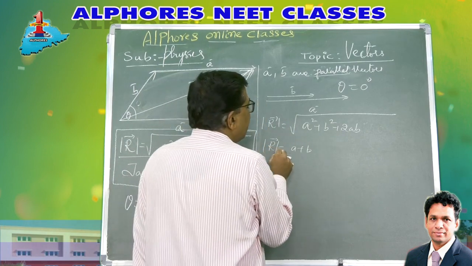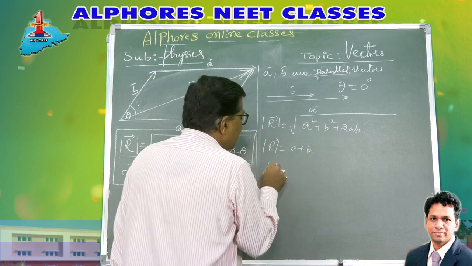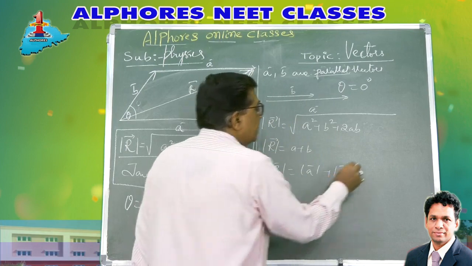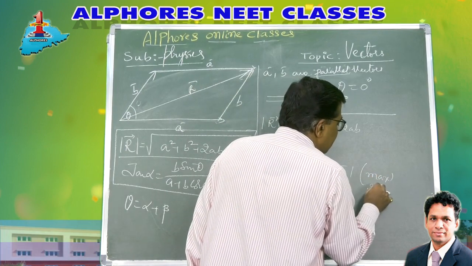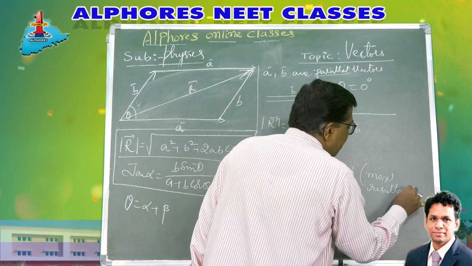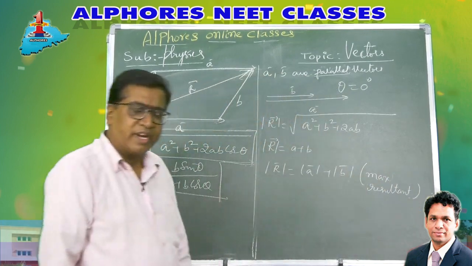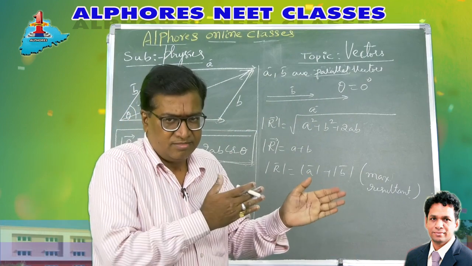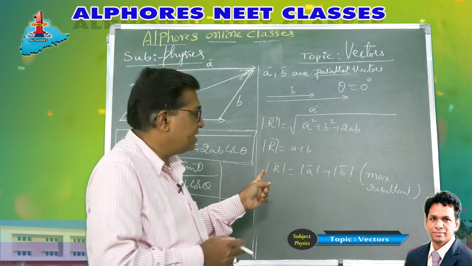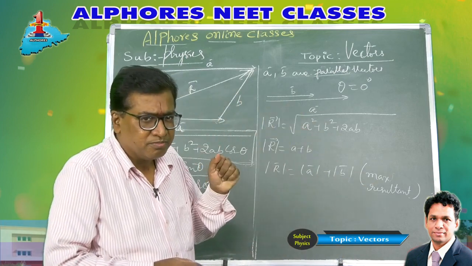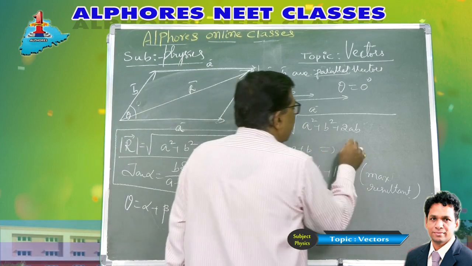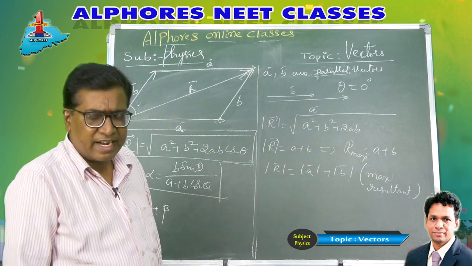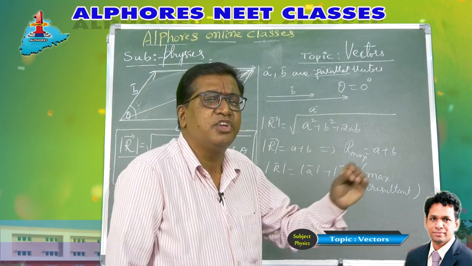So the resultant magnitude is magnitude of A plus magnitude of B. So mod R bar is mod A bar plus mod B bar. This is said to be the maximum resultant of two vectors. Two vectors give you maximum resultant if they are acting in the same direction, parallel, theta 0. Then the resultant will be of highest magnitude, termed R max. R max is simply A plus B.